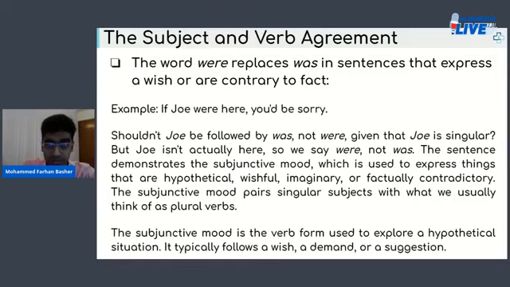Whenever you're talking of something that is not just here, or about a person who is not here, but you rather imagine what would happen if that person were here, you don't say was, but were. Okay, we'll look into some of the examples.